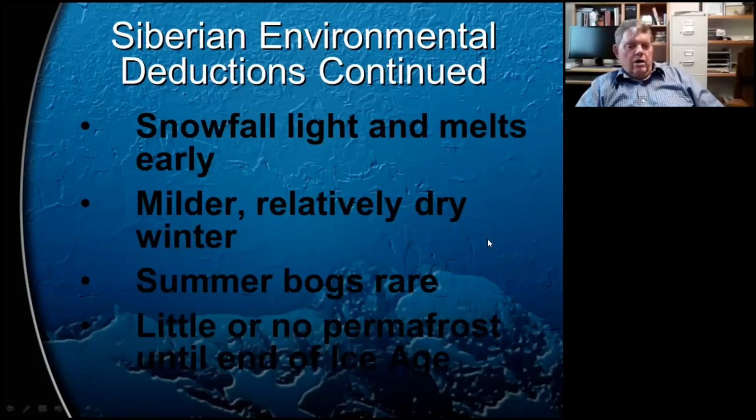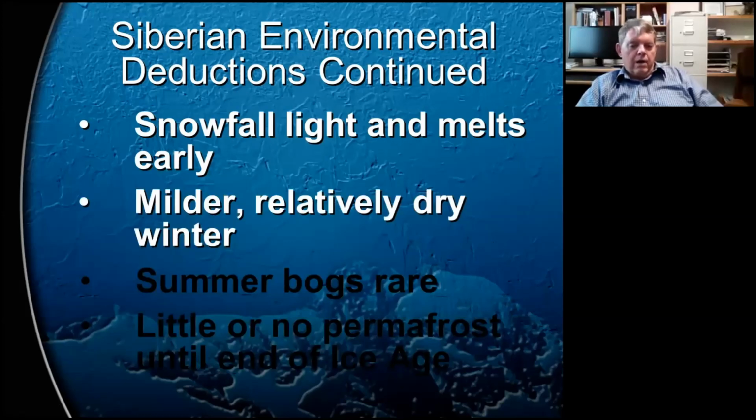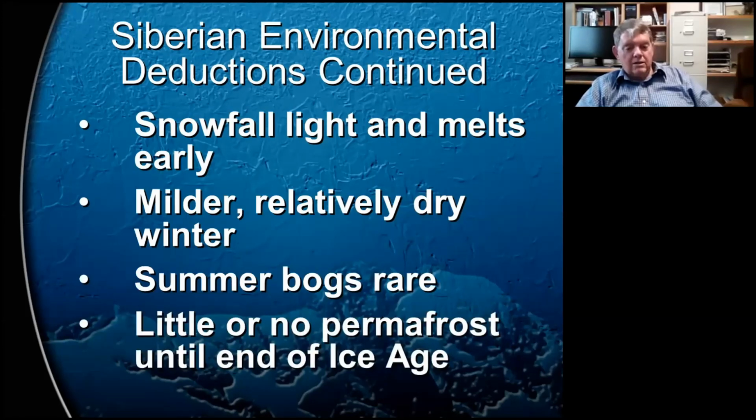But there are even more deductions. This implies snowfall is light and melts early. In other words, it had a short winter season and milder, relatively dry winters. Summer bogs are rare, whereas today they're common up in Siberia. All this implies, whoa, little or no permafrost until towards the end of the Ice Age. Wow, that is radical, to have little or no permafrost. Secular scientists think the permafrost has been there for a million years or more.